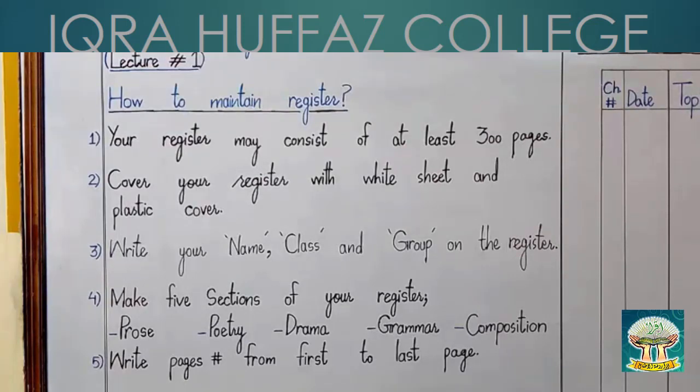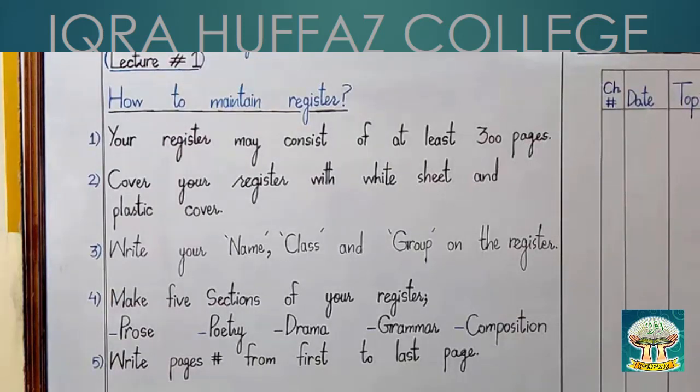Point number 2, you must cover your register with white sheet and plastic cover. This will add elegance to the external presentation of your register, right? As you know, it is commonly said, first impression is the last impression. Point number 3, write your name, class and group on the register. This is for the purpose of your identity. When you submit your registers to the teacher, he may return them to the respective students accordingly.